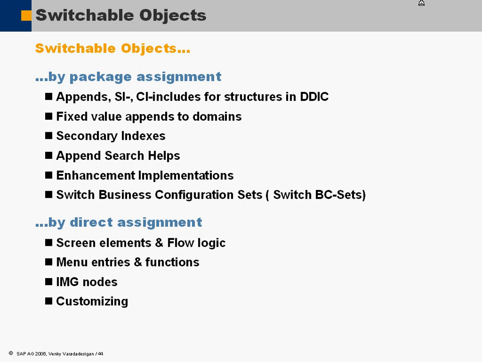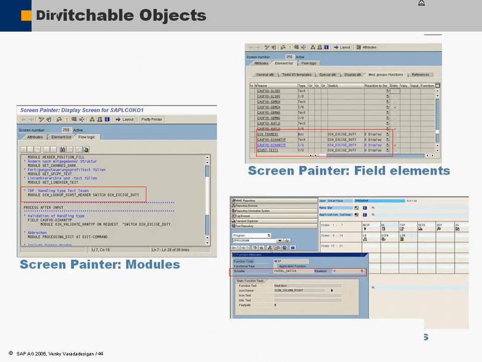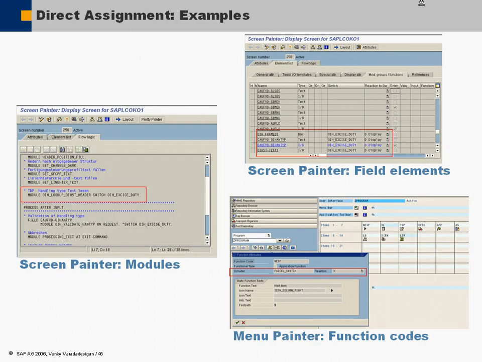So what is switchable by direct assignment? Screen elements and flow logic. If you have a screen element and you assign it to a switch, if the switch is not active, you won't see that screen element at execution time. Similarly, menu entries, functions, IMG nodes, configuration, that's customizing. Here is an example of direct assignment.